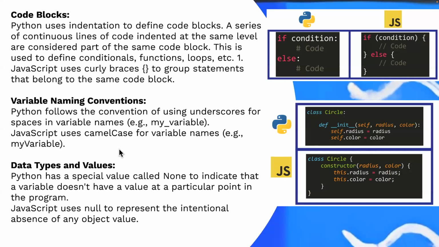Variable naming conventions. Python follows the convention of using underscores for spaces in variable names. Whereas in JavaScript, we used camel case. Remember what that was? Can anyone tell me what camel case is?